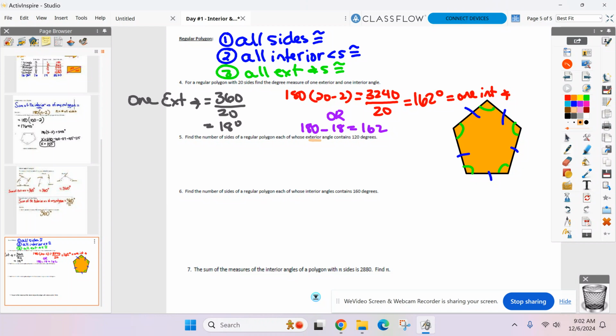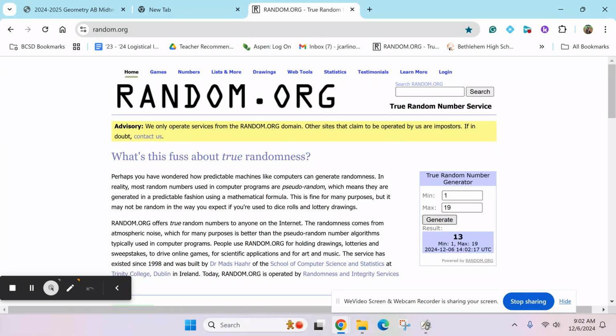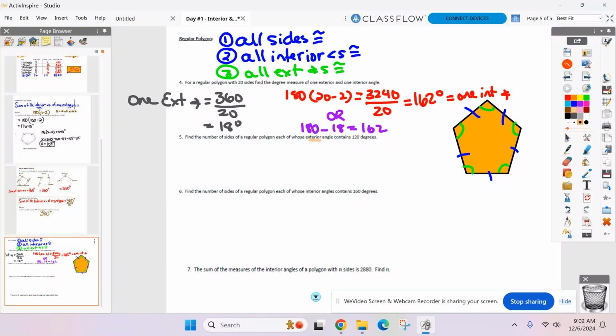Exterior, what do they all add up to again? I'm dealing with an exterior, so what do they all add up to? 360. So, number of sides: I can take 360 because they all add up to that, and each of them is 120. So what can I do with the 360 and 120 to figure out how many sides I have? 360 divided by 120. This is a 3-sided figure.